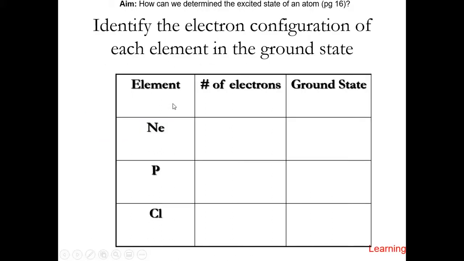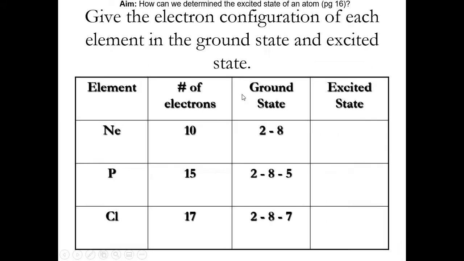Okay, so now I want you to do some practice problems. So try to do the first table on your own. Resume the video once you have the answers. Okay, so here are the answers for neon, phosphorus, and chlorine, and for the excited states of those atoms.